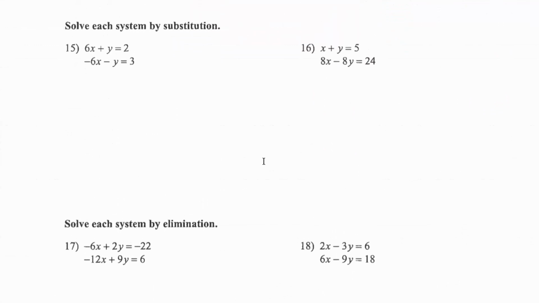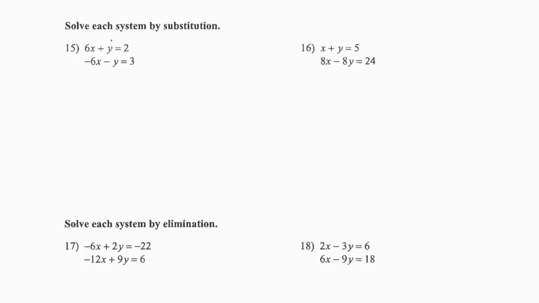All right, we are solving systems of equations. These first two say to solve by substitution. The next two say solve by elimination. So solving by substitution is the method where you solve one of the two equations for either x or y, whatever is easiest, then you plug it into the other equation.